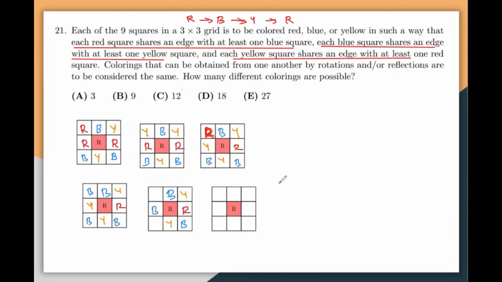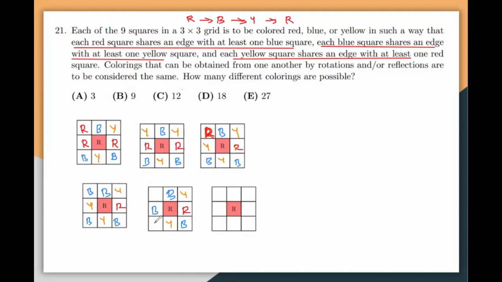So if the middle guy is blue, is it possible? If this is blue, blue has to have at least one Y next to it, which means this has to be Y or this has to be Y. So let's say this is Y, and if this is yellow, then I should have an R next to it, but there's no R, which means this cannot be yellow. And if I have yellow right here, then the yellow should have an R next to it, but that doesn't work for yellow either. So if this is blue, then there's no place for yellow.